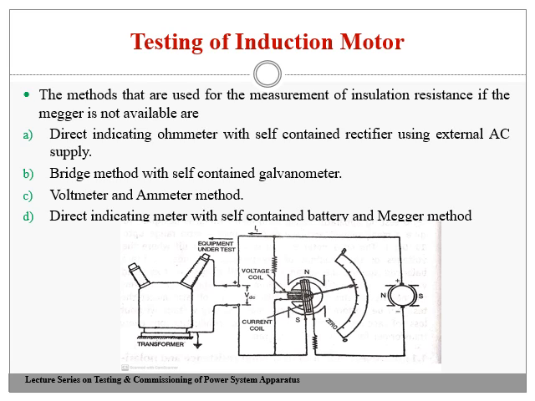Sometimes the other equipment which we normally use is a megger. You can see the megger here. It has a hand-driven generator, a current coil, and a potential coil.